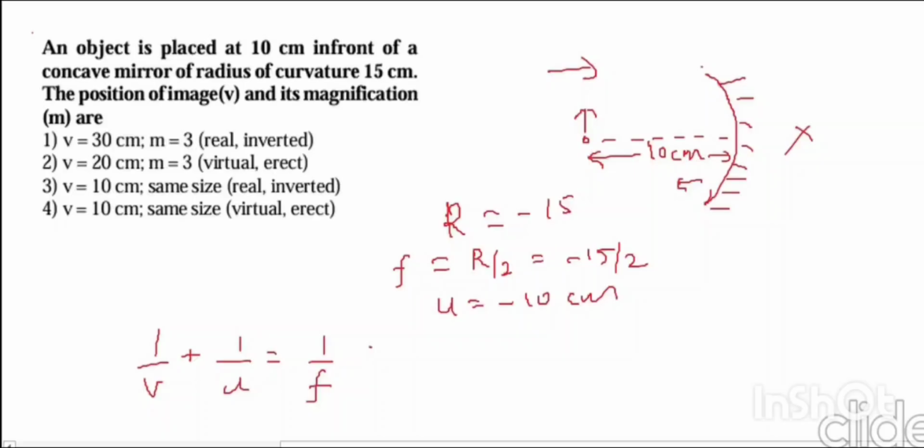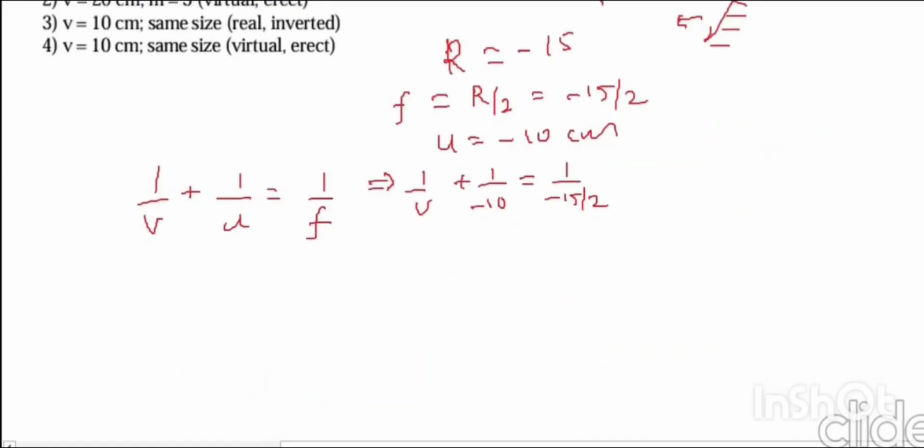So 1 by v plus 1 by minus 10 is equal to 1 by minus 15 by 2. If you simplify this, we will get 1 by v is equal to 1 by 10 minus 2 by 15. The LCM of 10 and 15 is 30.